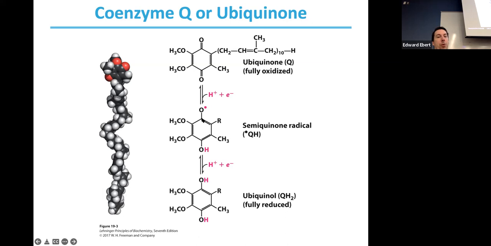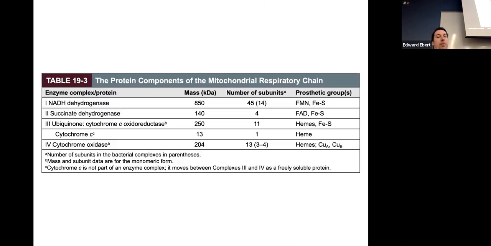So now we have an alcohol group and a radical stabilized by our conjugated ring structure in here. We pick up a second electron and a second proton, and now we have a double alcohol, our ubiquinol, QH2, fully reduced, and we can go drop them off and regenerate our ubiquinone to go back and do the same thing again.